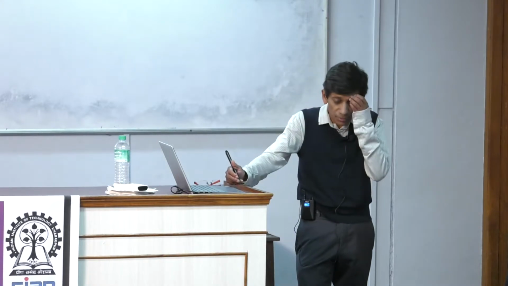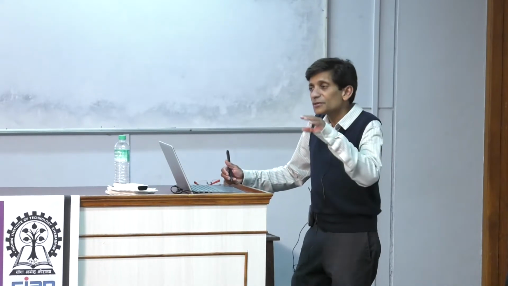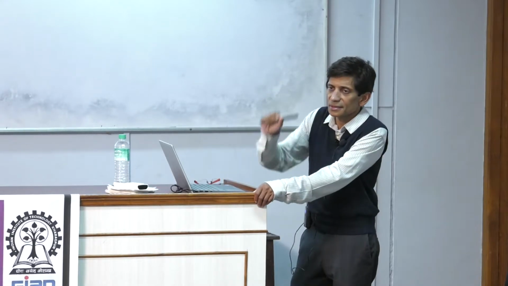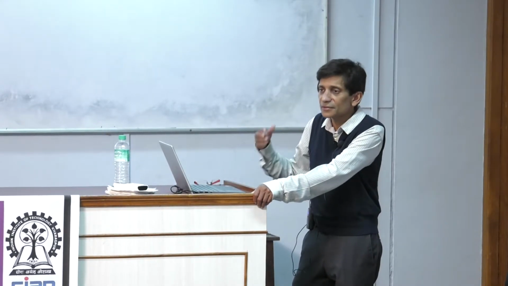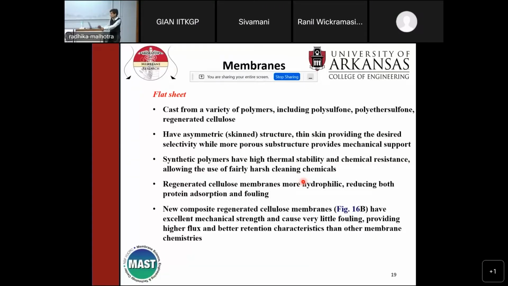In microfiltration membranes, they could be asymmetric, they may not be, but often you don't have these barrier layers that are made of a different material. You can in ultrafiltration. Synthetic polymers have high thermal stability and chemical resistance, allowing use of fairly harsh cleaning chemicals. Regenerated cellulose is actually a nice polymer because it's very hydrophilic. It reduces protein adsorption and fouling, but it is less stable to big pH swings. And so cleaning is difficult with regenerated cellulose membranes. You've got to use much milder conditions.